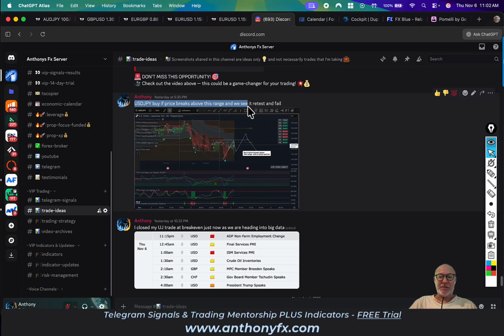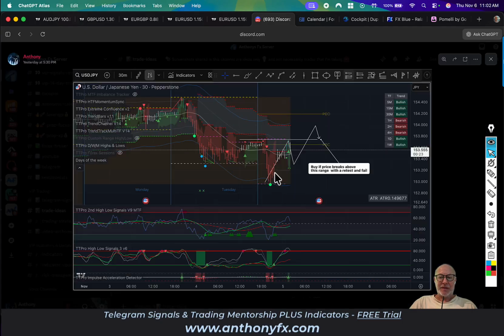above this range and we see it retest and fail. Buy if it breaks above that. All you need to do with this is come straight in, and I'll show you the dollar yen.